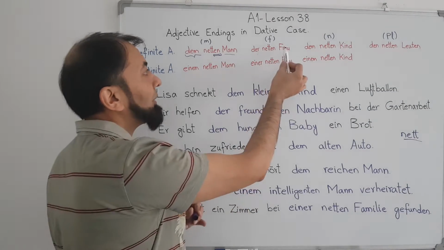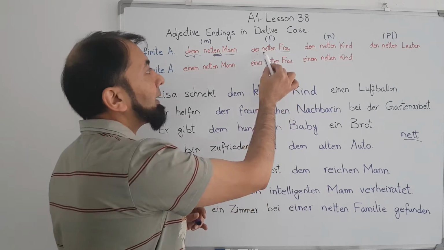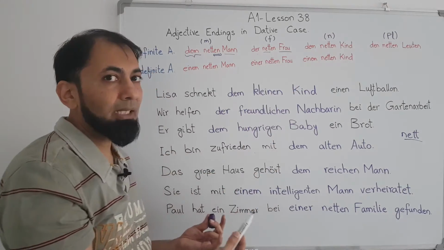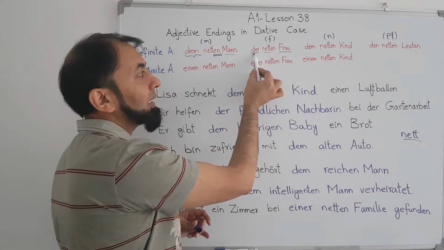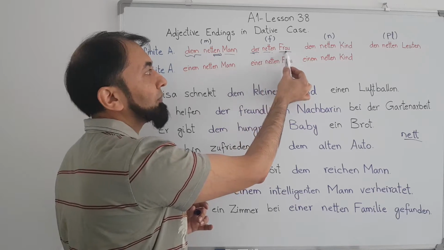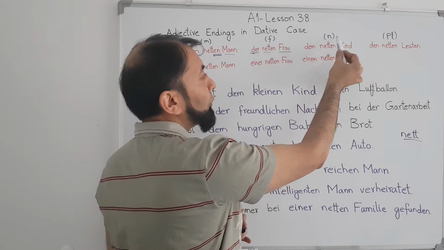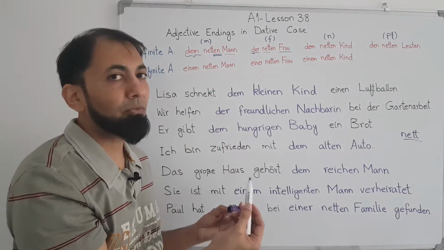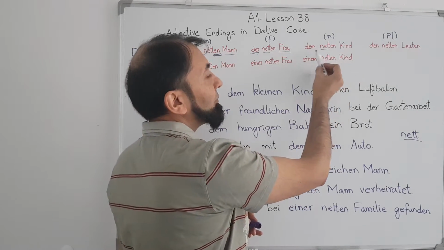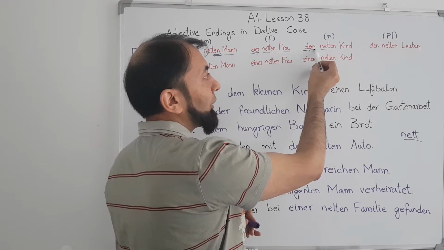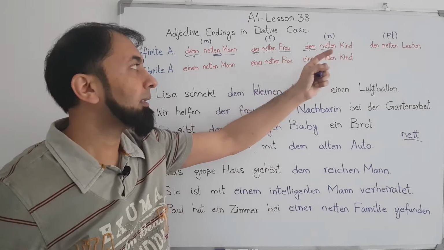Now the next is the feminine noun. Here I have taken the example of Frau as a feminine noun, and as an adjective I have kept the same adjective nett, which means nice. We know that the definite article for a feminine noun in the dative case is der, so der netten Frau, the nice lady. Next is the example of a neuter noun. For the neuter noun I have taken the example of Kind, which means child, and the adjective is the same, and we know that the definite article for a neuter noun in the dative case is dem, so dem netten Kind, the nice child.